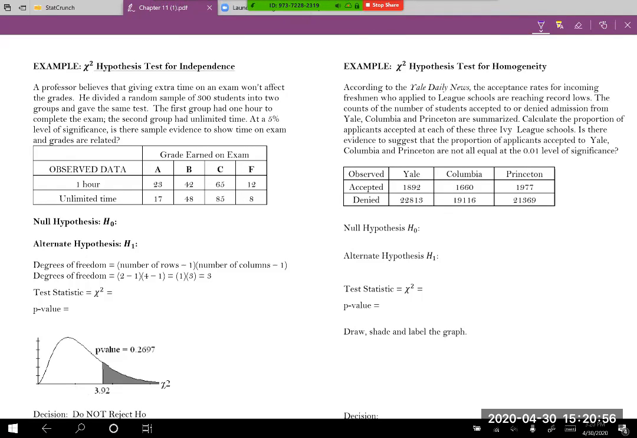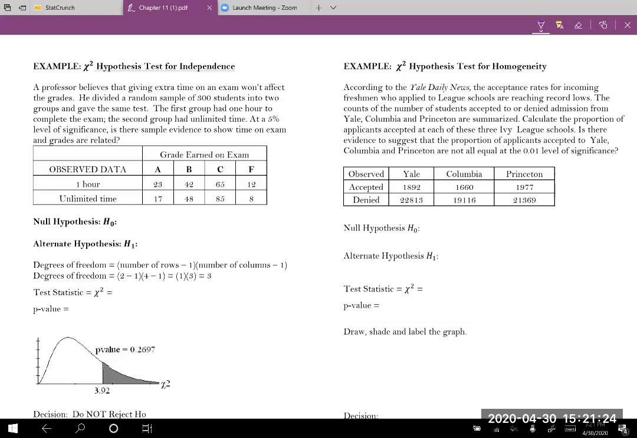In this example, a professor believes that giving extra time on an exam won't affect the grades. He divided a random sample of 300 students into two groups and gave the same test. The first group had 1 hour to complete the exam. The second group had unlimited time. At the 5% level of significance, is there sample evidence to show time on the exam and grades are related?